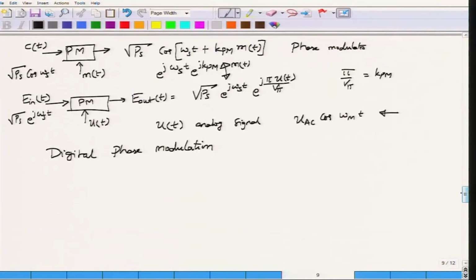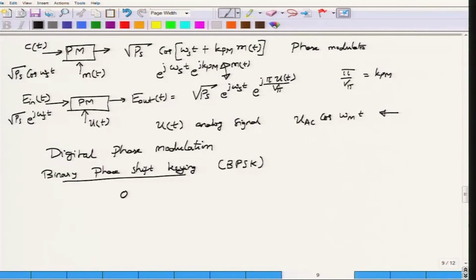Let us consider the simplest case of what is called binary phase shift keying. This is abbreviated normally as BPSK. PSK stands for phase shift keying, B stands for binary phase shift keying. What is the point of a binary phase shift keying?